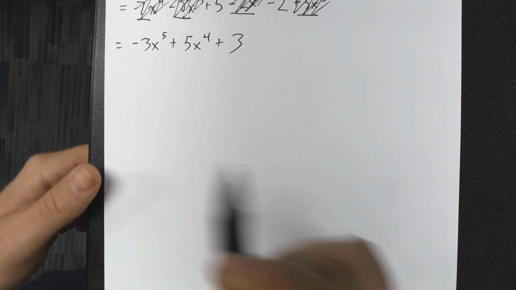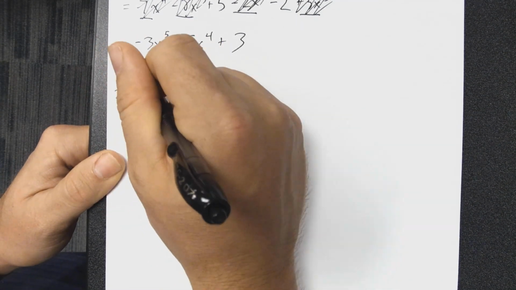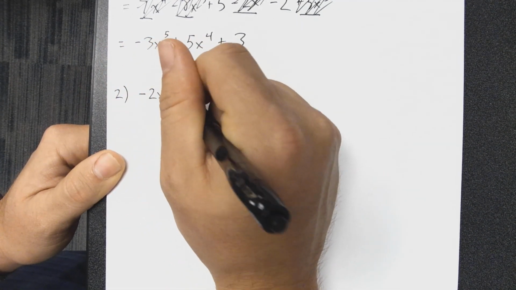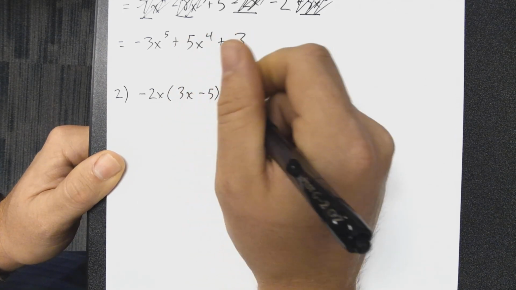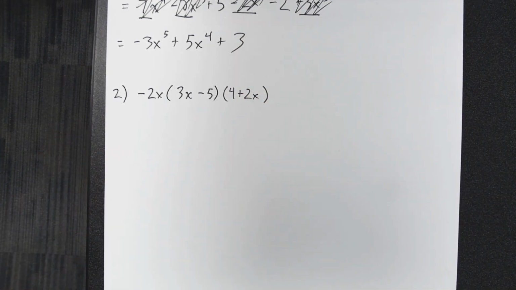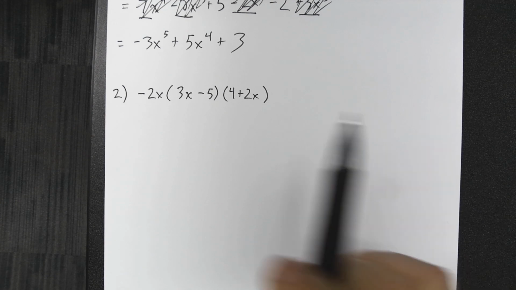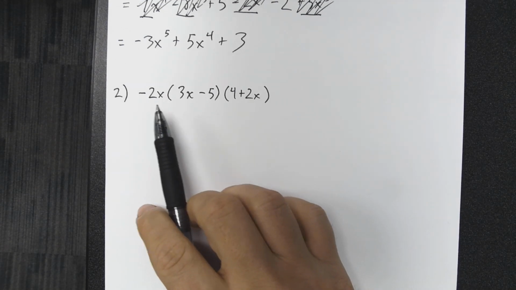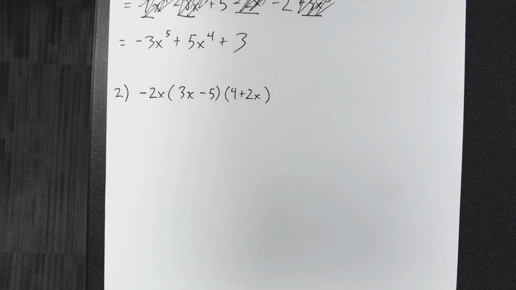Let's go ahead and look at some multiplication. So let's go ahead and multiply. We've got 3 things we're multiplying here. I'll give you guys a moment to write that down. We're going to multiply negative 2x times 3x minus 5 times 4 plus 2x. You'll have something very similar to this on the quiz. You have something very similar to this on the homework you just turned in.